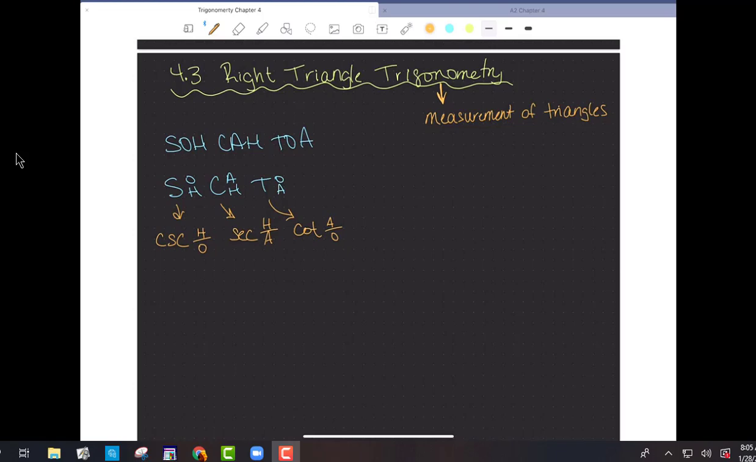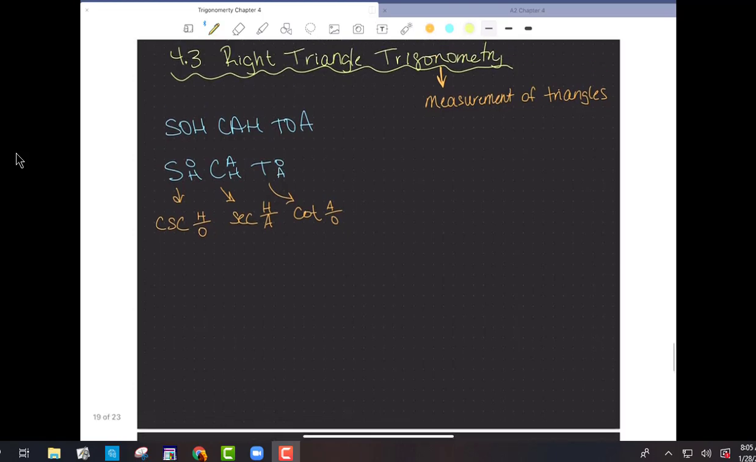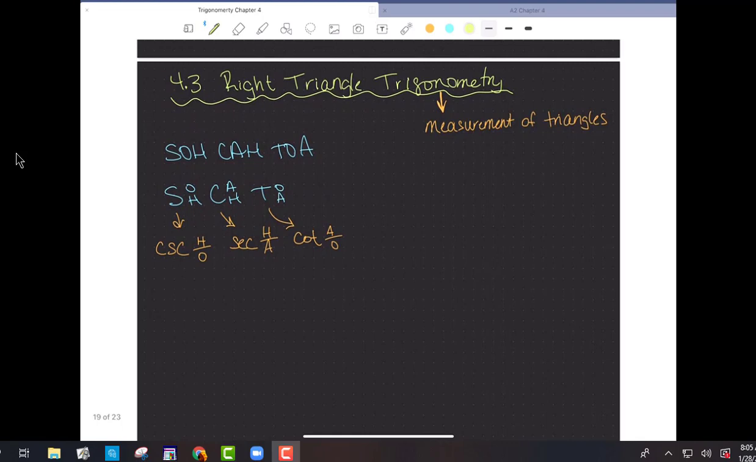So we can start with a fancy little right triangle. And then we use capital letters and lowercase letters. What do you think we're going to use the capital letters for? Angles or sides? Angles. Yep.